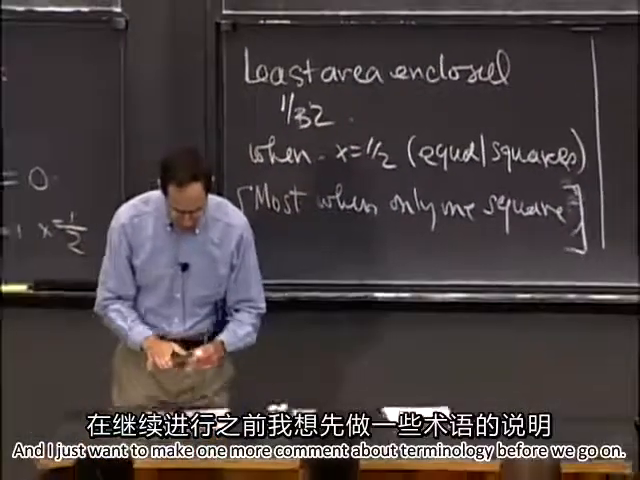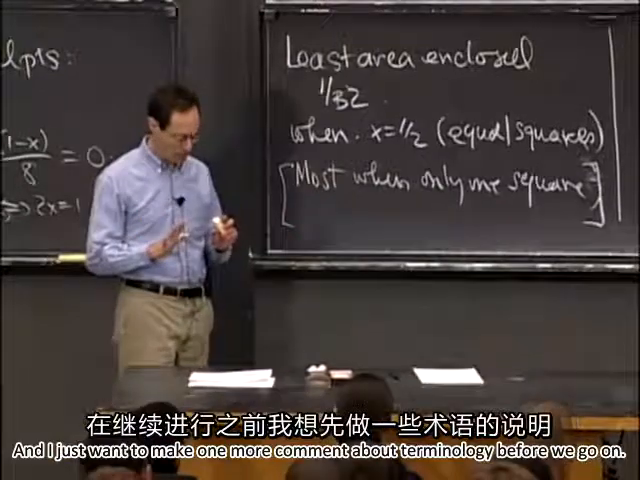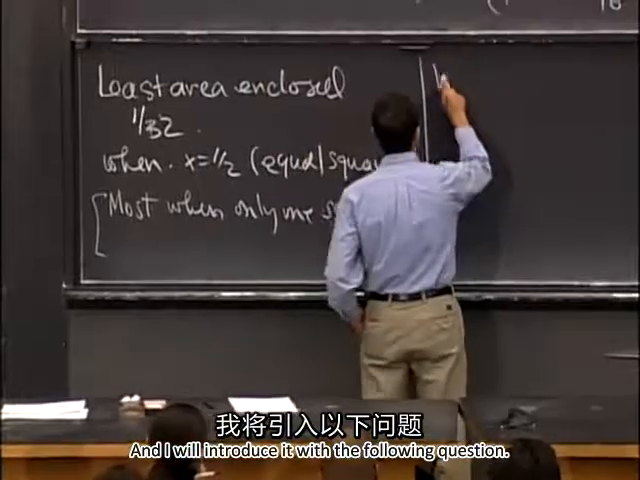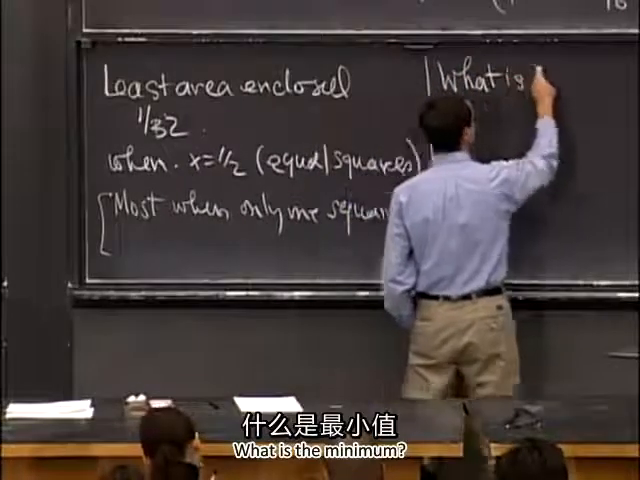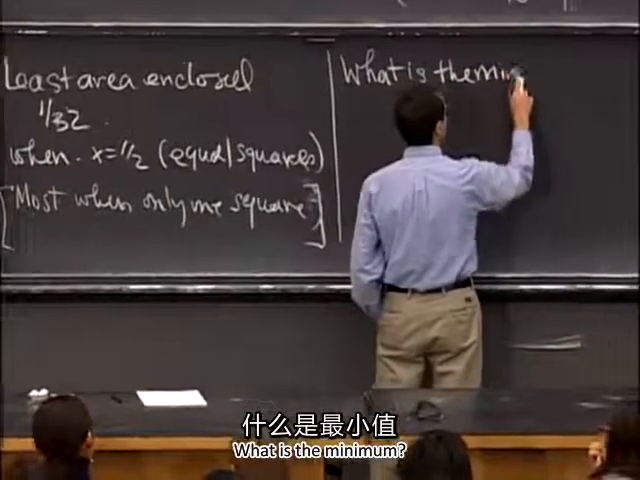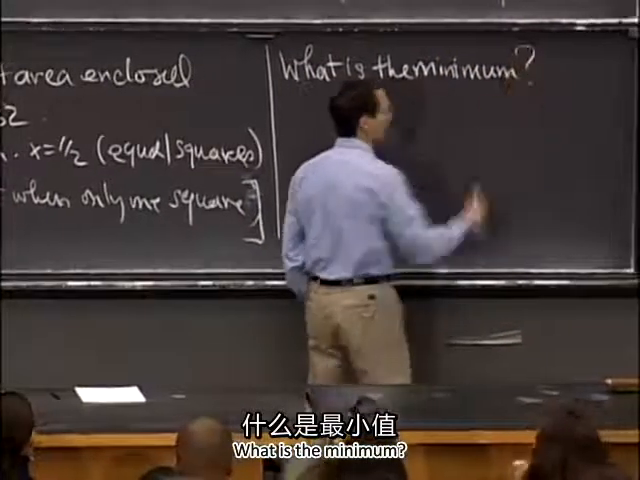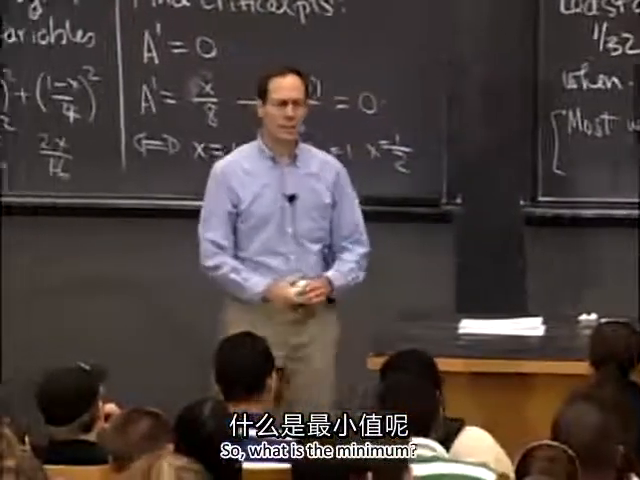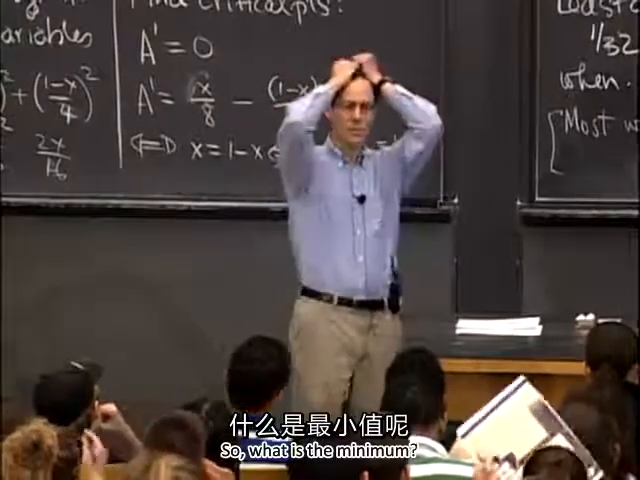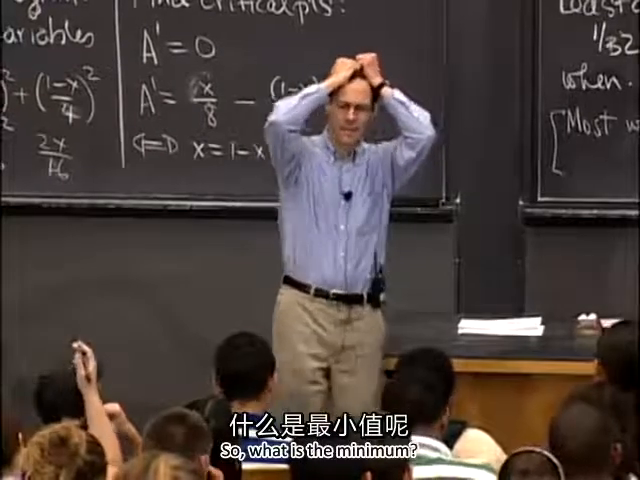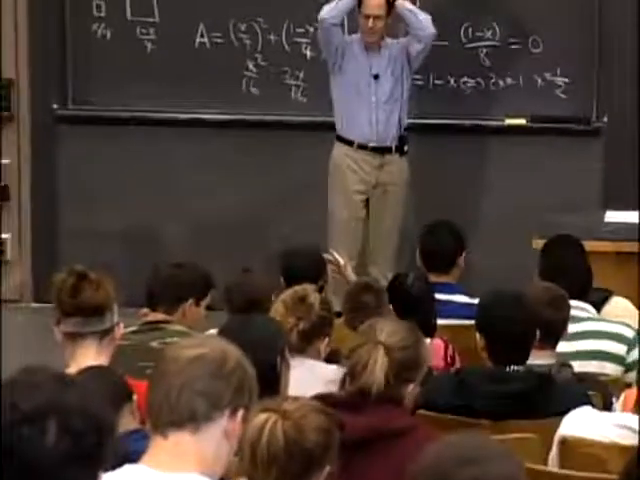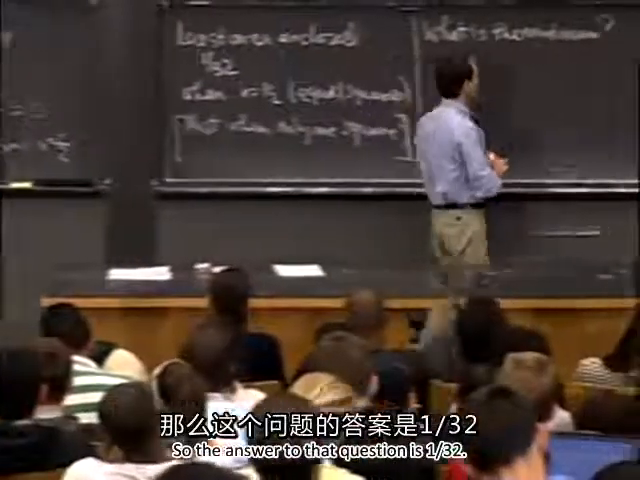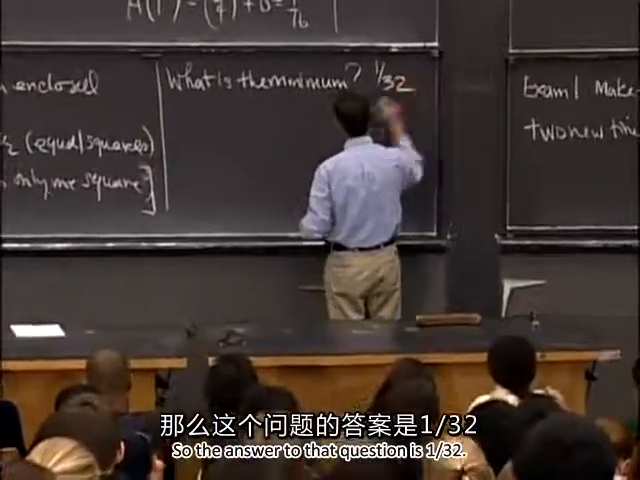And I just want to make one more comment about terminology before we go on. And I will introduce it with the following question. What is the minimum? All right? So what is the minimum? Yeah. Right, the lowest value of the function. So the answer to that question is 1 over 32.